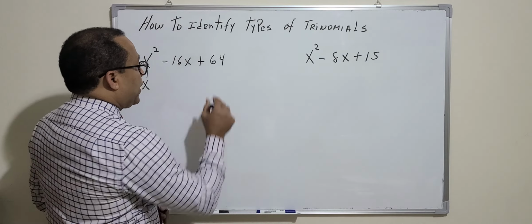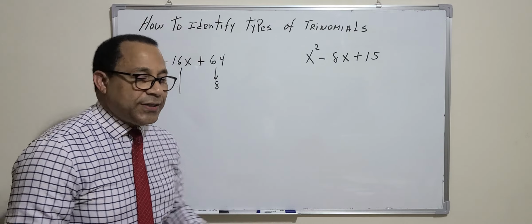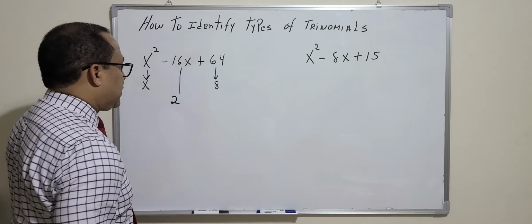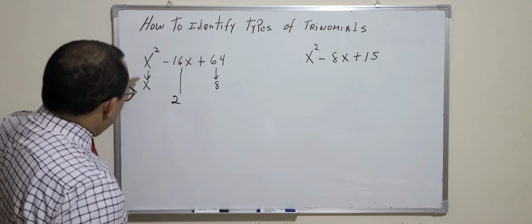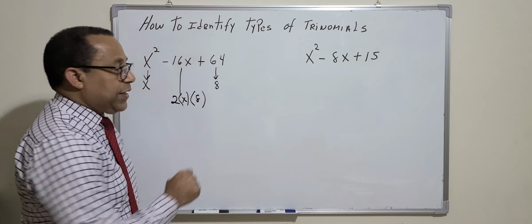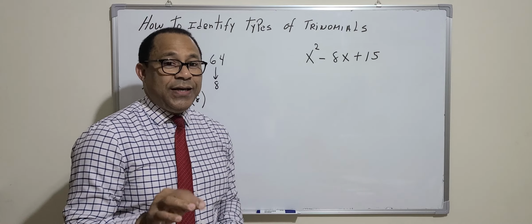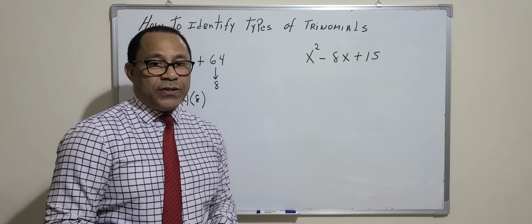And the final step is the second term must always be 2 times the square root of the first term times the square root of the third term. If we multiply 2 times x times 8, we get 16x. Once you know that, then you are able to factor it.